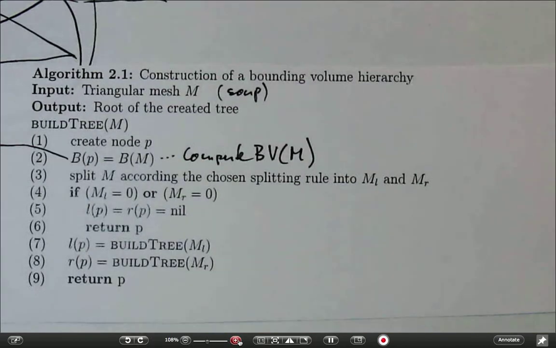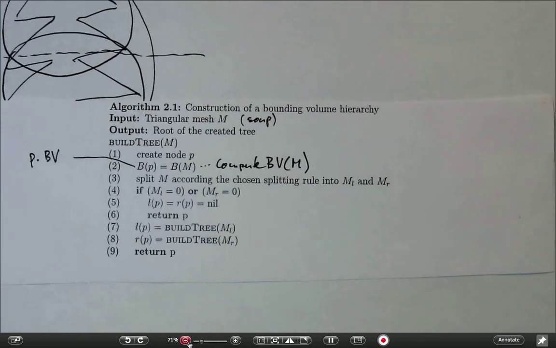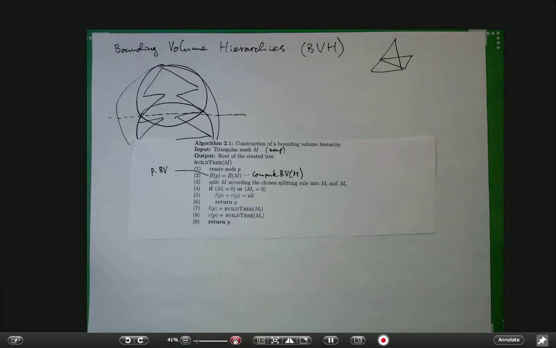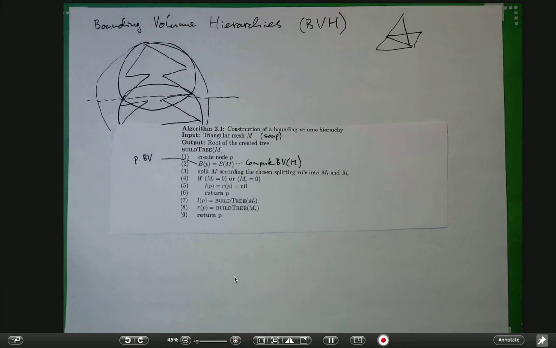So go back to my tree example. Ooh, too much. Oh wait.